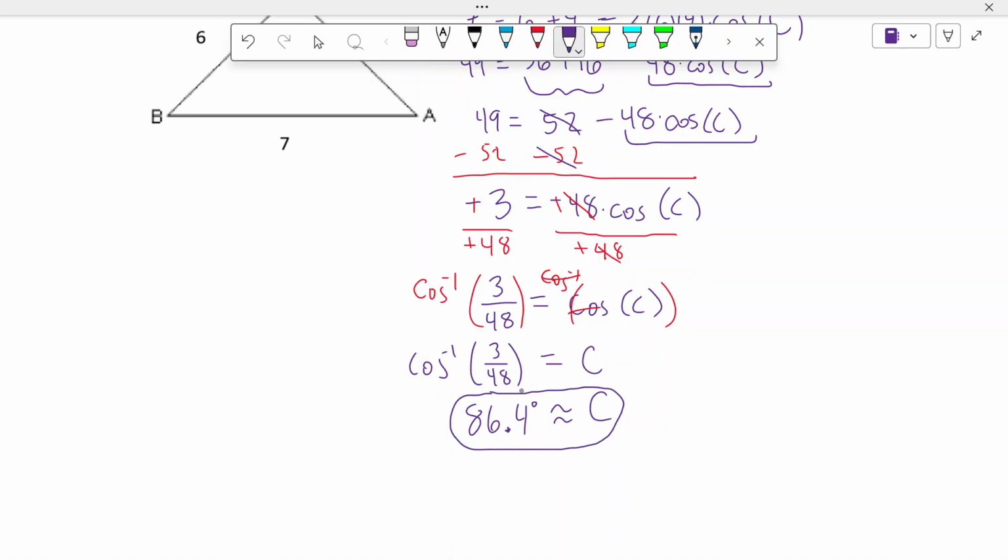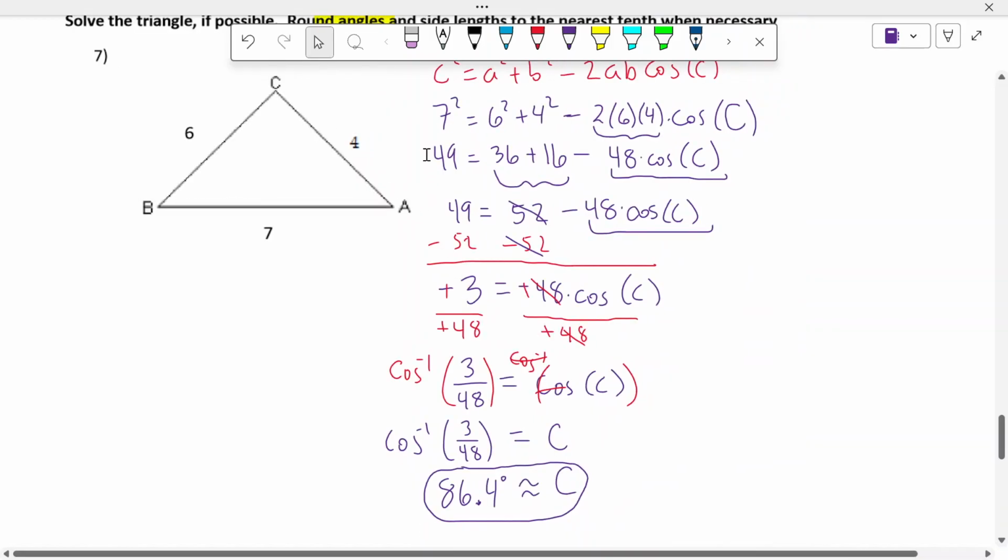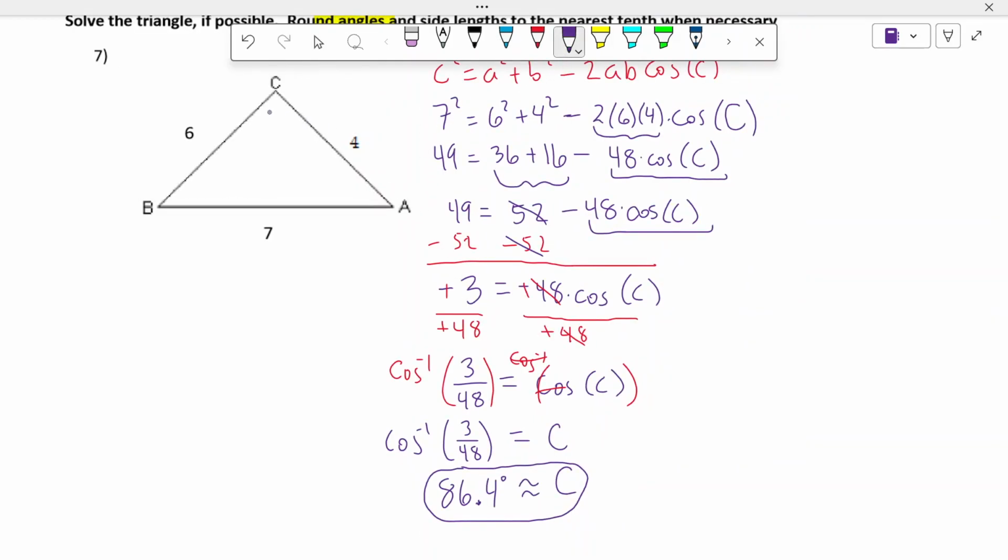Okay, I'm going to go back and put that in my picture here. Let's scroll down a little bit and zoom out a little bit. Let's put that in here as 86.4. I rounded just to the tenth place, just like it told us to do. All right, now we still got to find the other angles.